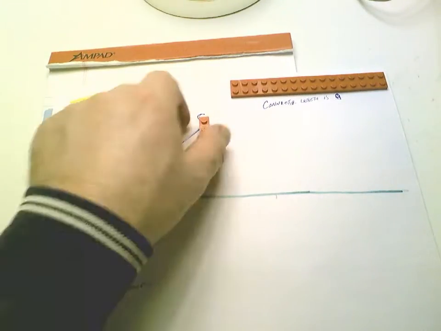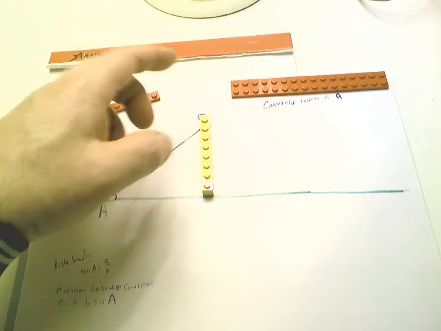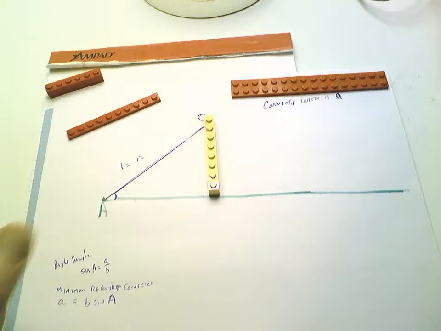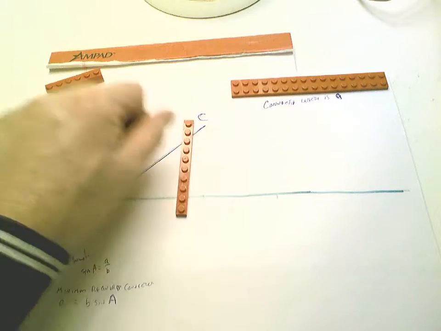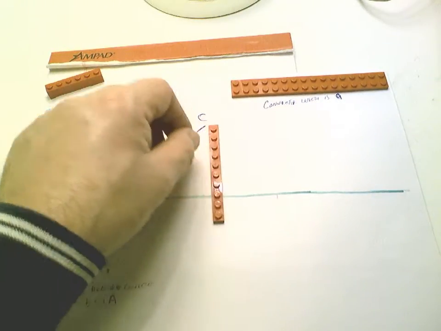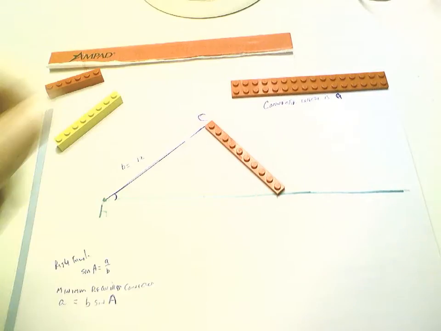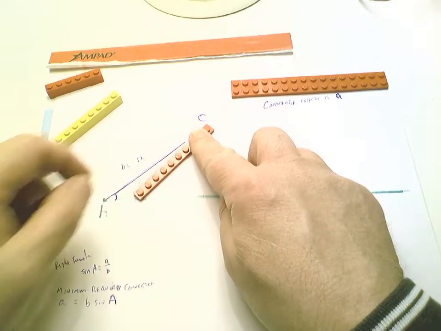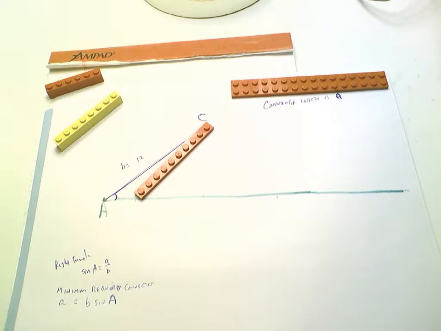Can't build one? Can build a lovely right triangle. Minimum length defined right there: b times sine of A. When I get a piece that's a little bit bigger, you can see the red's a little bit bigger. What can I do? I can rotate to the right. I can rotate to the left. I can build two triangles.